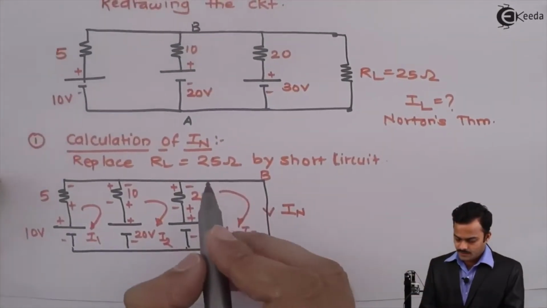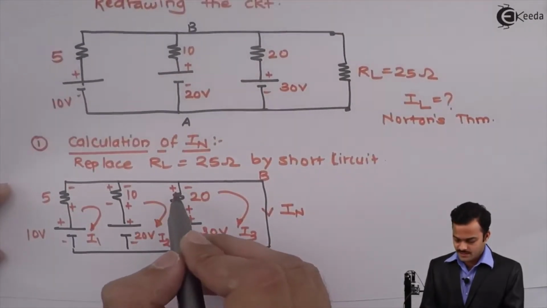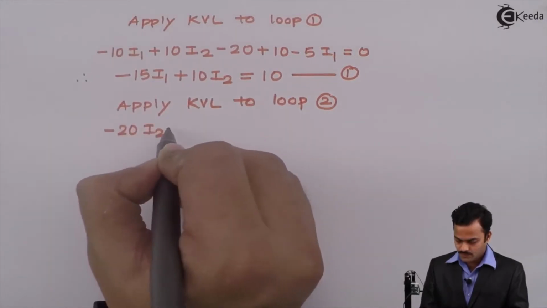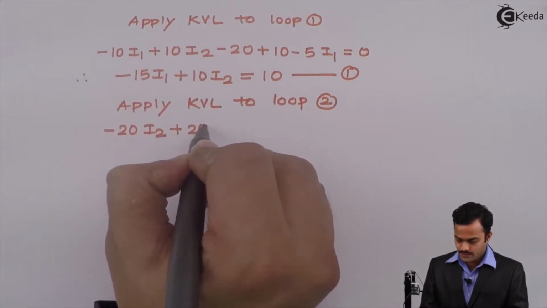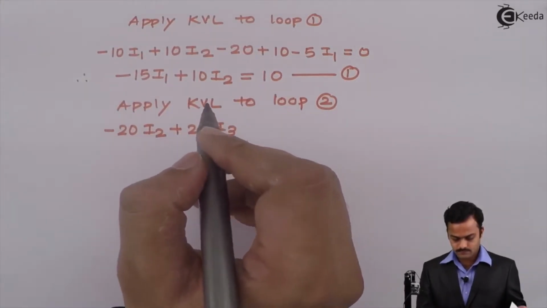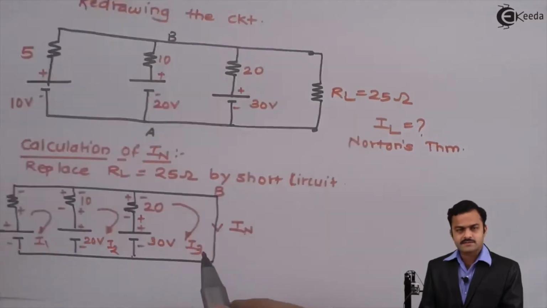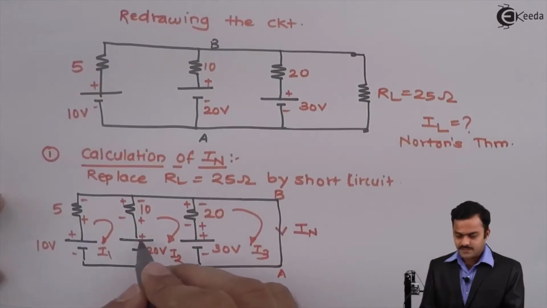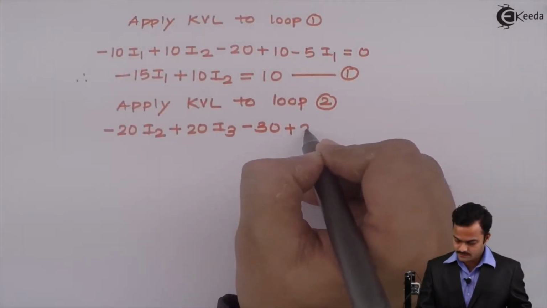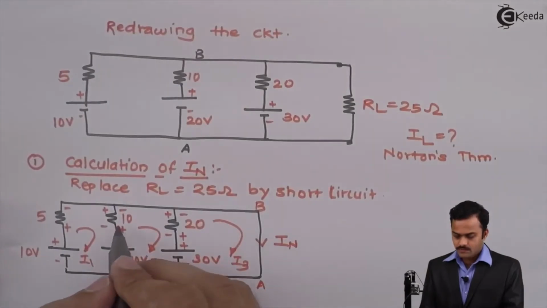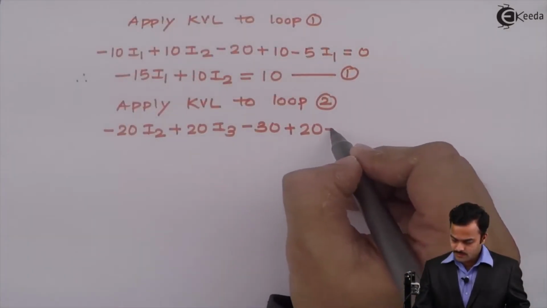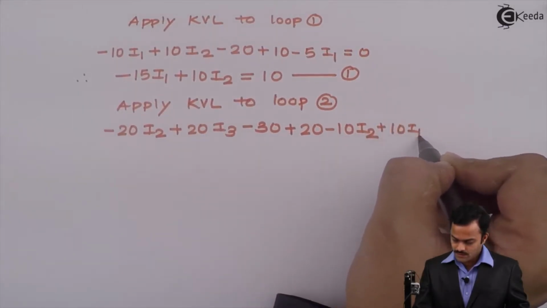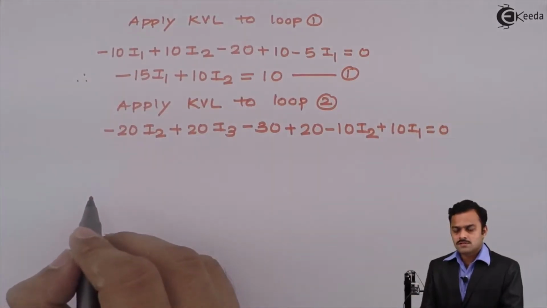So here I'll start from this point. So the first element is this, where the drop is minus 20 I2 plus 20 I3. Here it is plus minus, so minus 30, minus plus, so it's plus 20. For this 10 ohm, it is minus 10 I2 plus 10 I1 equal to 0.